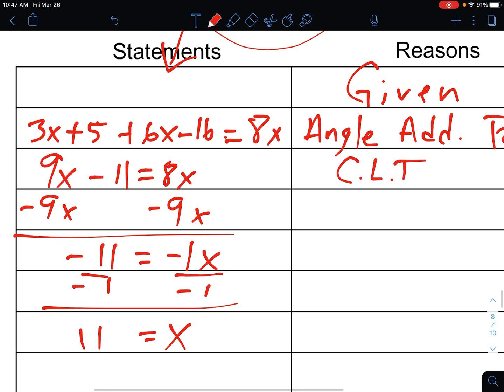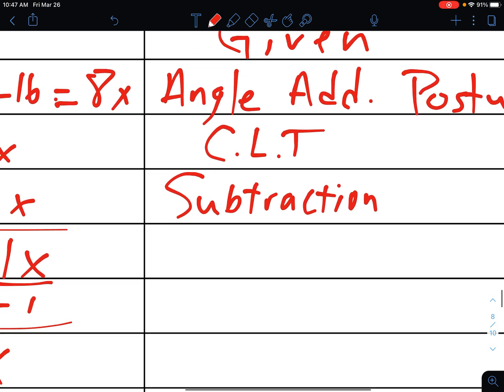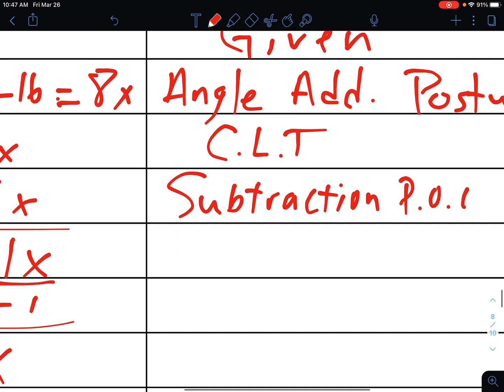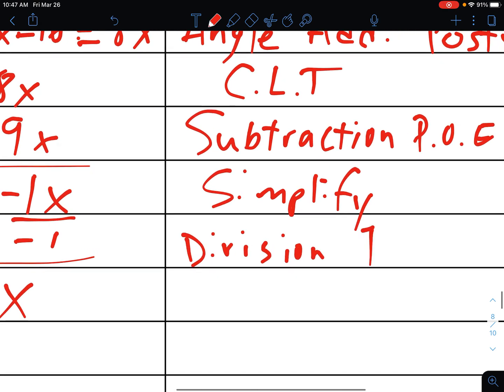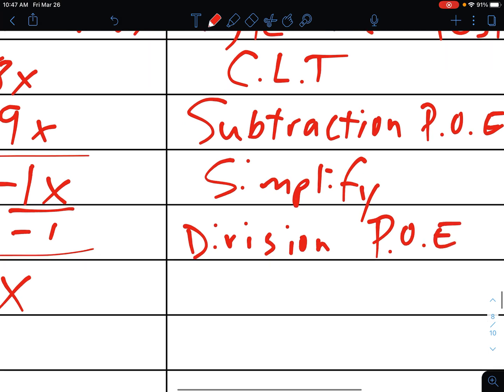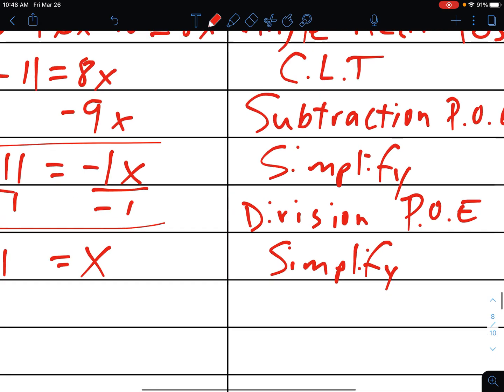All right, so let's fill in. This was the subtraction property. We simplified. Then we division property. We divided by negative 1. And then we simplified.